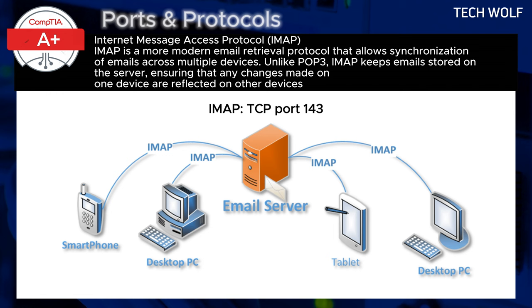IMAP, or Internet Message Access Protocol. IMAP is a more modern email retrieval protocol that allows synchronization of emails across multiple devices. Unlike POP3, IMAP keeps emails stored on the server, ensuring that any changes made on one device are reflected on others. And IMAP uses port 143, offering a more flexible way to manage emails compared to older retrieval methods.